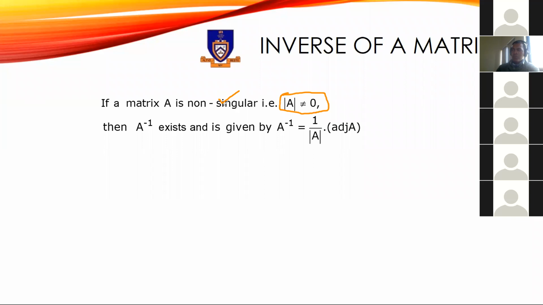So first it must be non-singular, right? Then we can get an inverse. If the determinant is 0, we will not get an inverse because the 0 is what we will use to multiply the things inside, and then it will become a problem because everything will be 0 and we will end up with a 0 matrix.